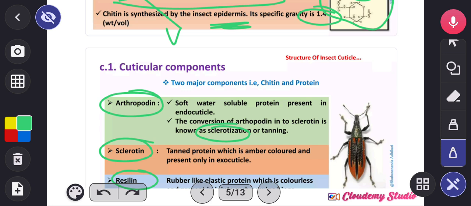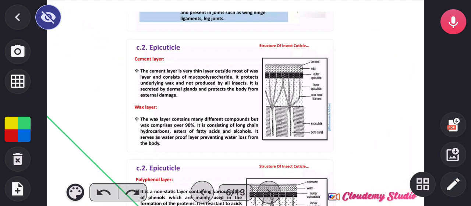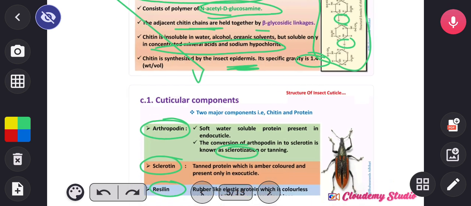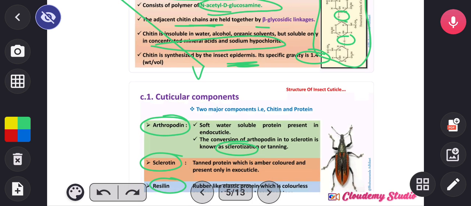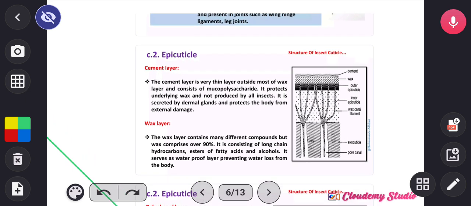So arthropodin is found in the endocuticle, sclerotin in the exocuticle, and resilin is a rubber-like elastic protein which is colorless and present in the joints such as the wing hinge ligaments and leg joints. That is where we can find the resilin. It provides them with flexibility, it makes them flexible.